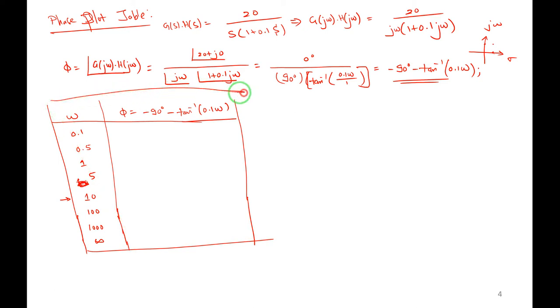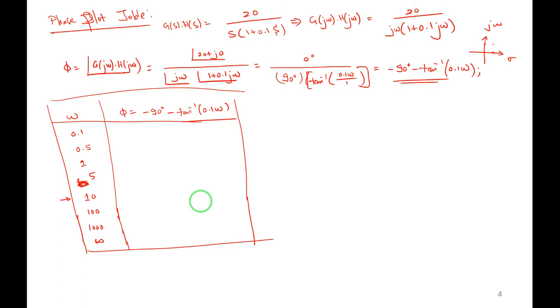So let me make the equation in the calculator: minus 90 degree minus tan inverse of 0.1 omega. Then I will substitute various values of omega and calculate these angles. So I am making the equation in the calculator: minus 90, minus of tan inverse of open bracket 0.1 into omega. I don't have omega here, so instead of omega, I am taking letter A.